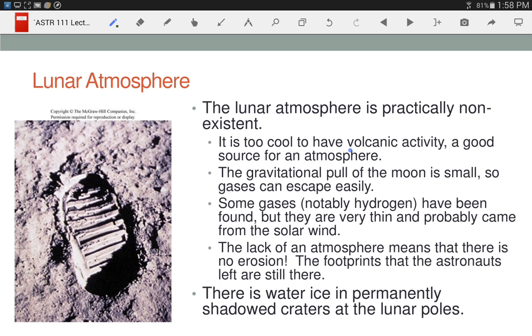Okay, the moon is now too cool to have volcanic activity. That goes along with what I was saying in answer to Labor's question. It has a small mass, so it has a small escape velocity, and thus gases can escape. And here's the statement about the ice. There is water ice in permanently shadowed craters at the lunar pole.